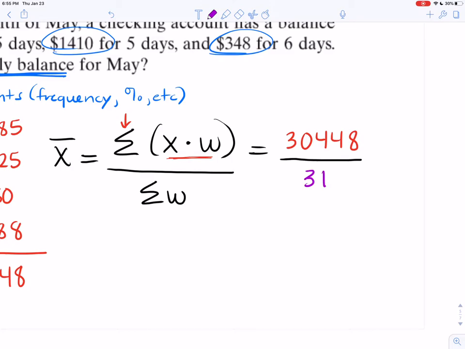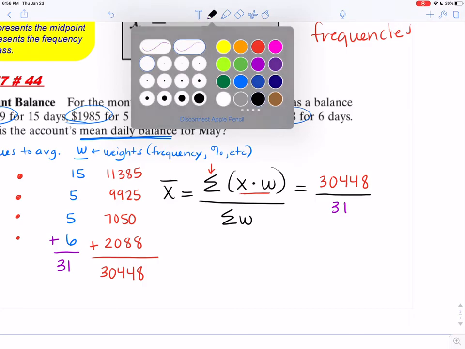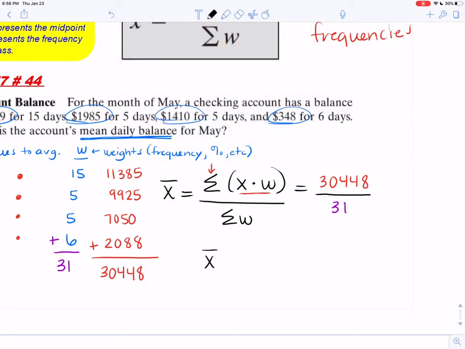Okay, so I can't divide by 4 because there are 4 values, right? I have to divide by the total weight because, again, that's what tells me, in this case, the total number of days. It makes more sense to say there's 31 days in May than just 4 different values. So if I divide that by the sum of the weights, which is 31 here, then that gives me a correct weighted mean of $982.19.